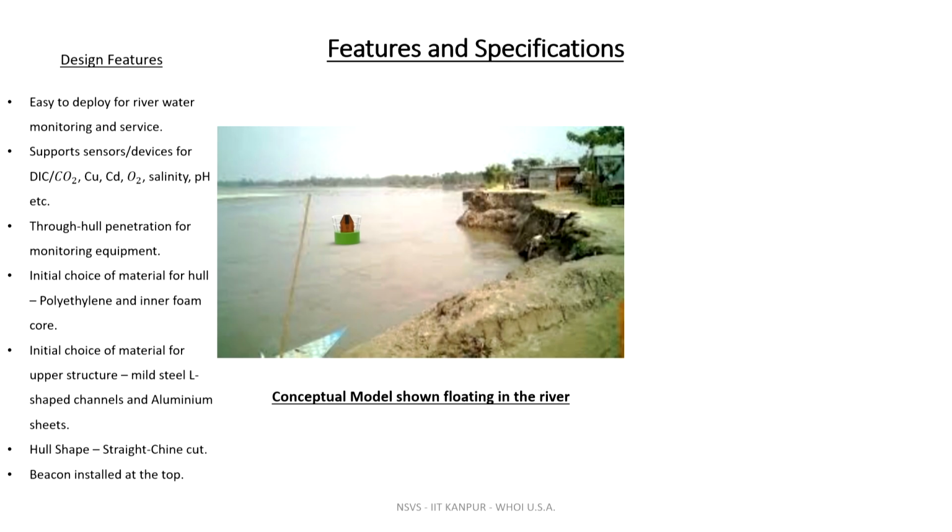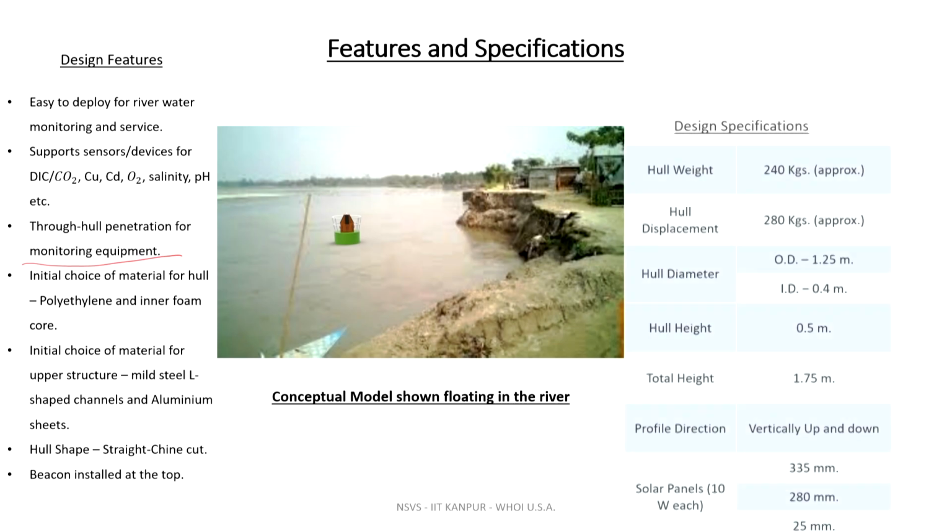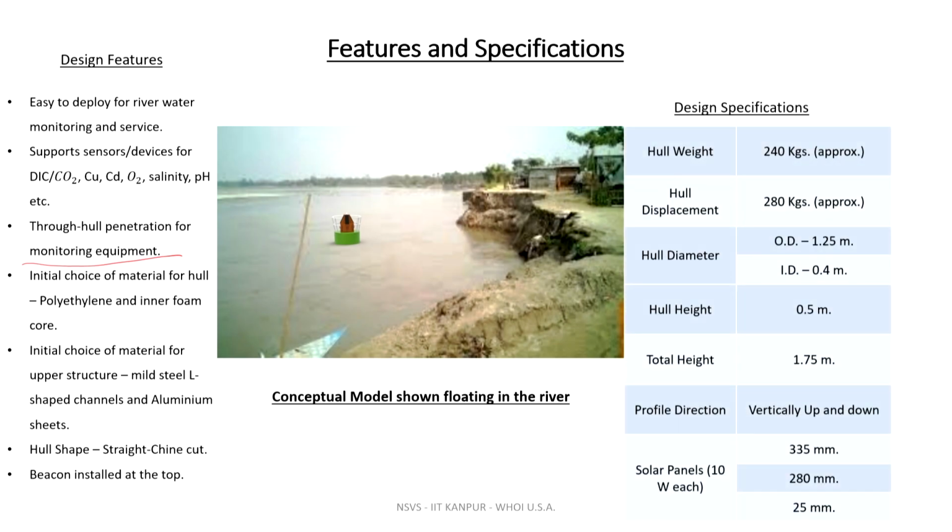And then inside the hull we will be having all the monitoring equipment, that is something that I already told you. The hull we initially thought would be made of polyethylene and inert foam core. The initial choice of material for the upper structure was mild steel, L-shaped channel and aluminum sheets. Then the hull shape has to be as hydrodynamic as possible, and there has to be a beacon installed at the top. So, these are some of the design specifications.